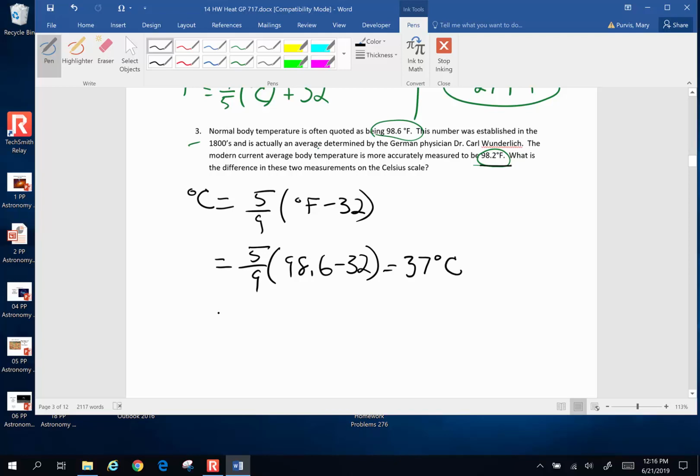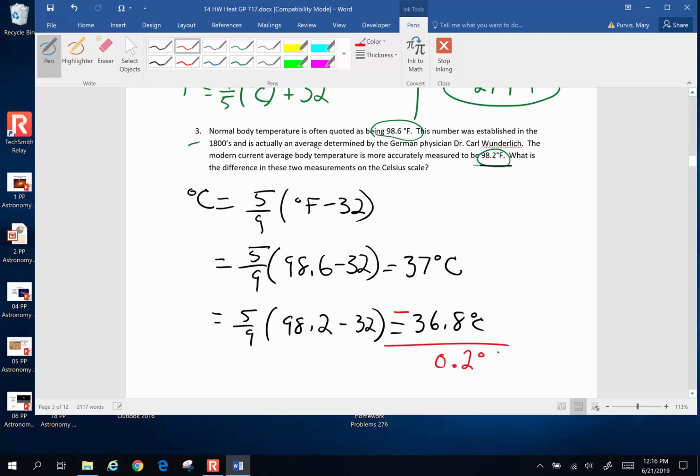And then the second is going to be 5/9 times 98.2 minus 32 degrees Celsius. So 98.2 minus 32 times 5, divide by 9, 36.8. If we round that off to sig figs, the difference between those two, if I now subtract one from the other, is going to be 0.2 degrees Celsius.